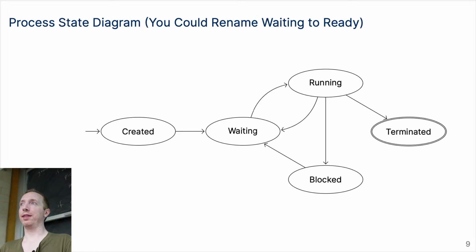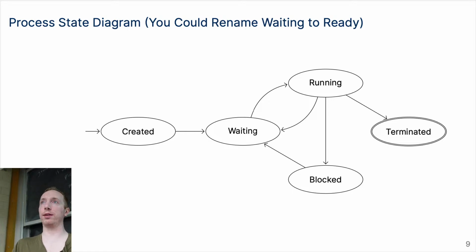So this is kind of the life cycle of a process. First, if you want to execute a program, you have to tell the operating system what you want to start executing and create a process for it, and then it will be in this created state where it's doing initialization, the operating system is loading it, and so on and so forth.